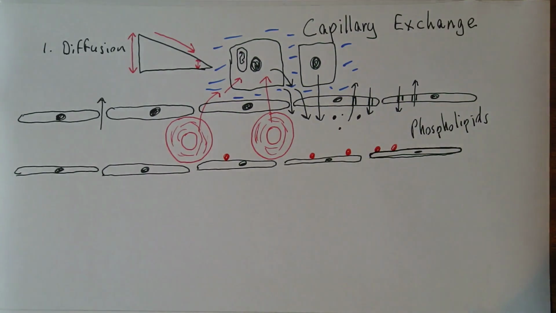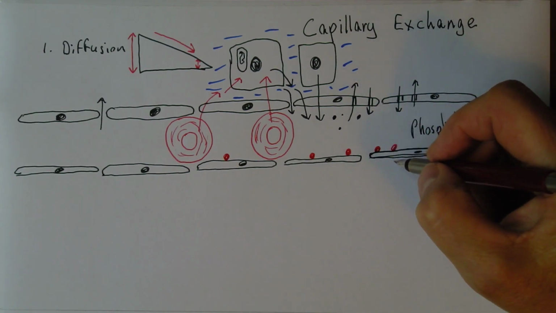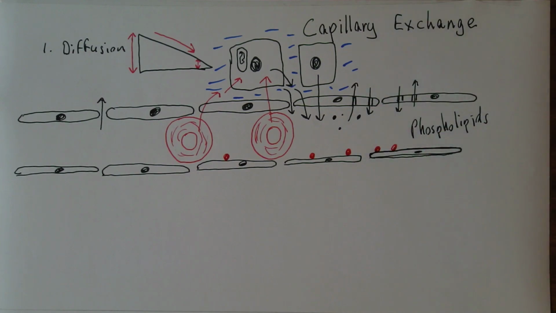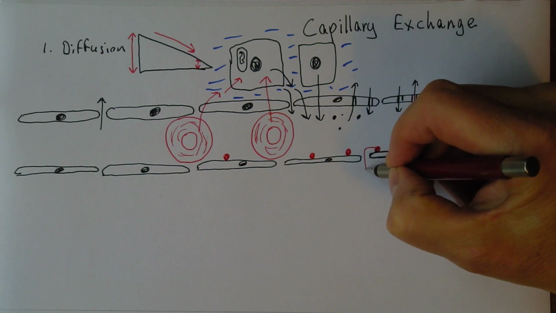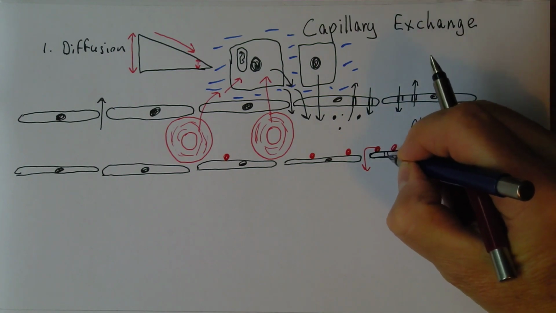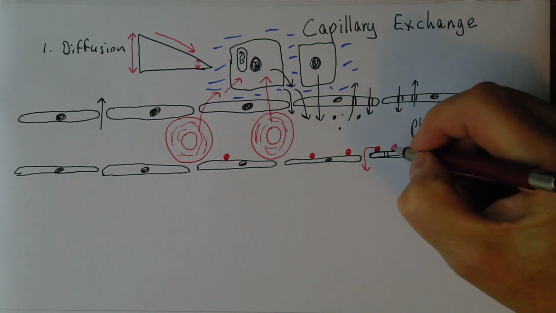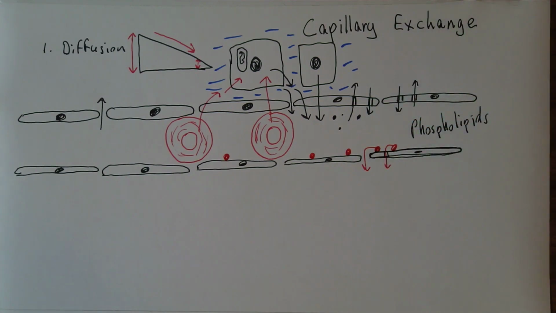So the water-soluble substances, glucose, amino acids, hormones, water-soluble vitamins, can't diffuse directly through the cell. And because they can't diffuse directly through the cell, they've got to diffuse through the intercellular clefts, or if a cell has fenestrations, through the fenestrations. Because they're water soluble, they can't get through the fatty cell membrane.